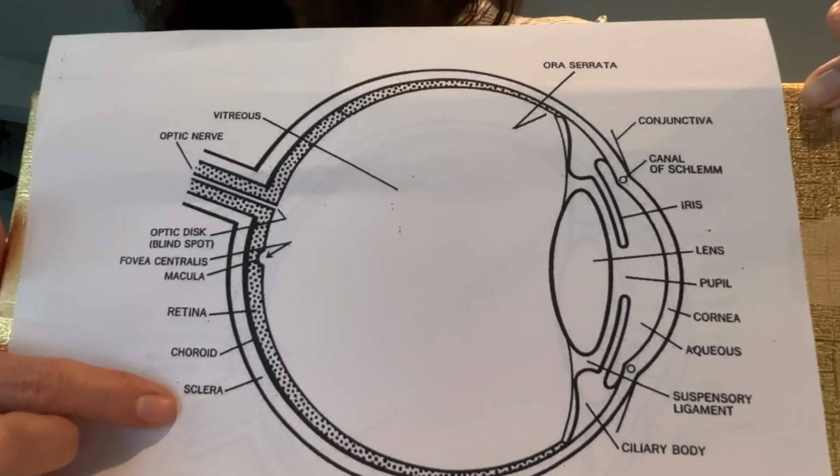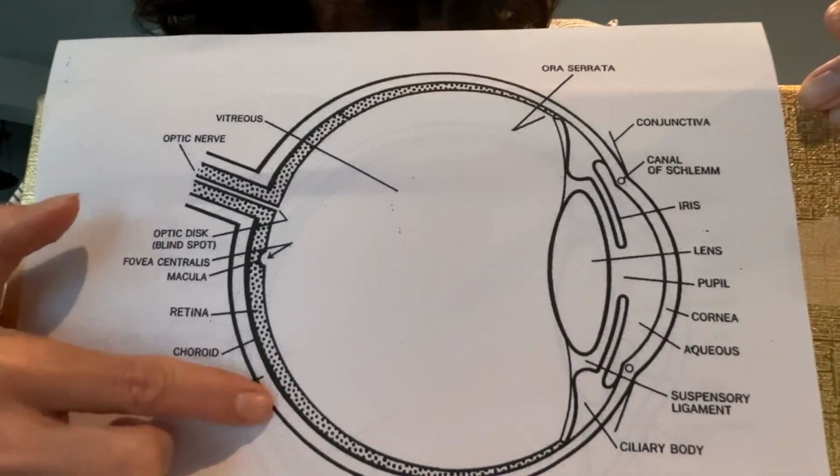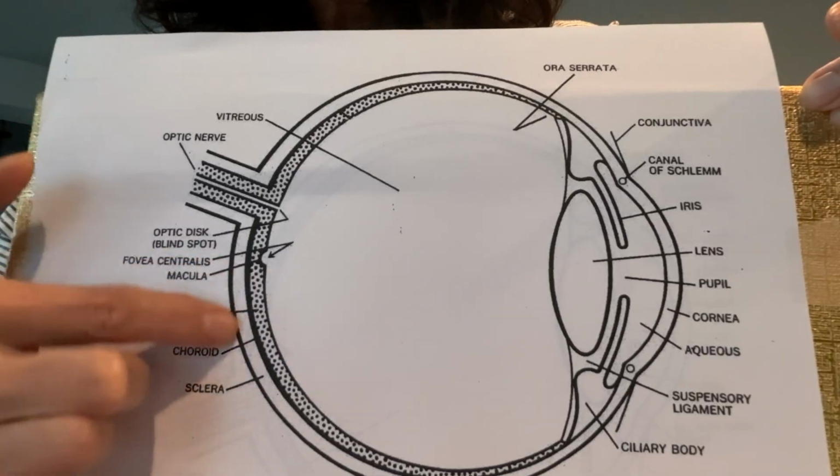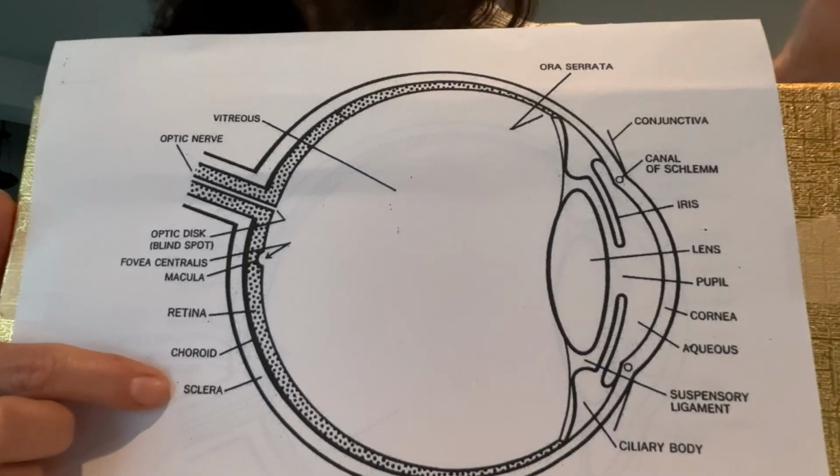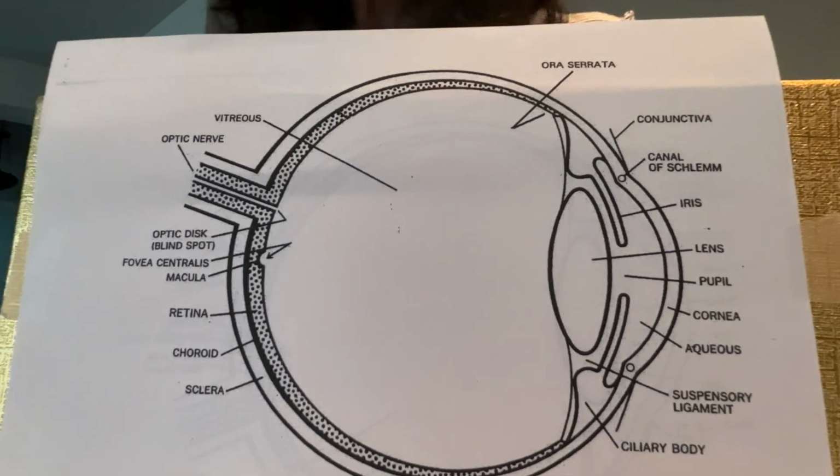And lastly, we have the sclera. The sclera is the tough, white, fibrous outer protection layer of the eye.